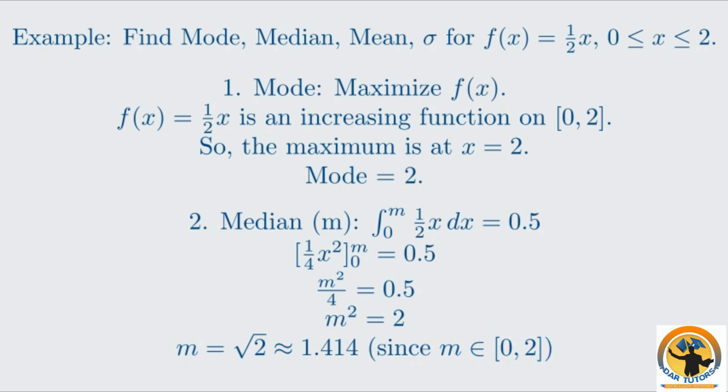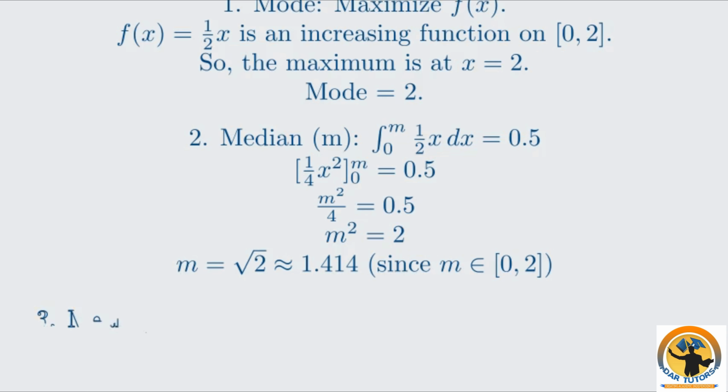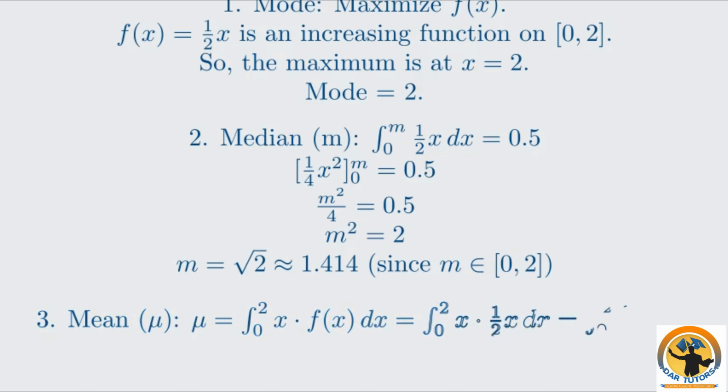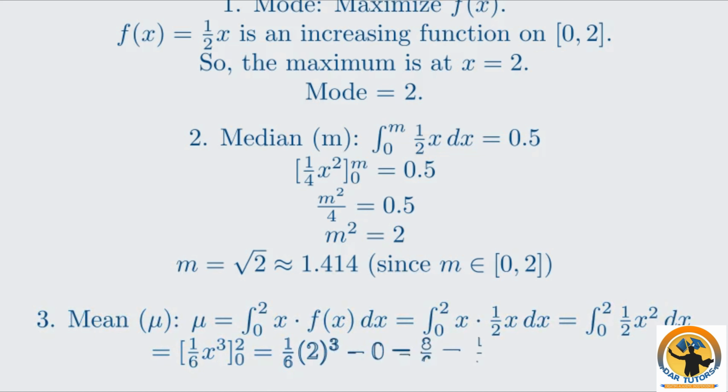Now let's calculate the mean mu. For the mean, we integrate x times the PDF, which is x times 1/2 x, or 1/2 x squared. The integral of this is 1/6 x cubed. Evaluating from 0 to 2 gives us 2 cubed over 6, which is 8/6, or 4/3. So the mean is 4/3, or approximately 1.33.